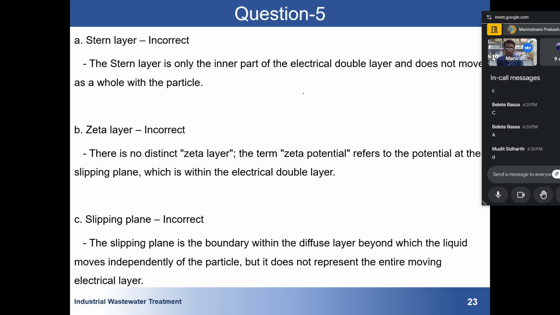Depending upon the potential, your surface will be either positively charged or negatively charged. Suppose at a particular pH your zeta potential is, say, 50. Then above 50 your particle will be positively charged, and below 50 it will be negatively charged. So this is just simple. There is nothing called zeta layer.